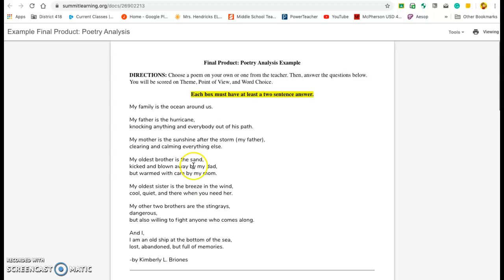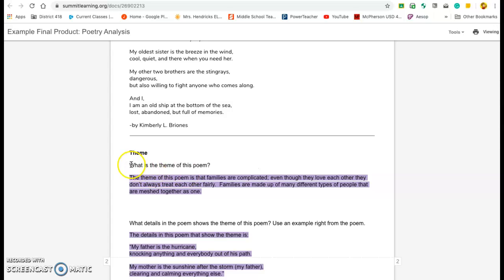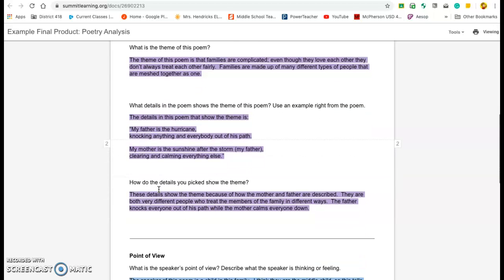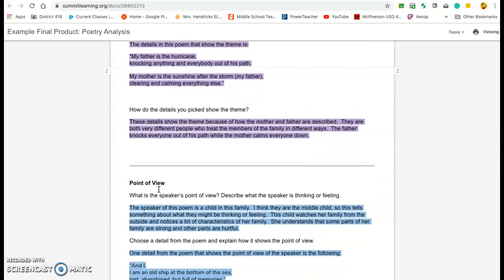I want you to pay attention to this direction because many people are not doing this: you need to have complete sentences. So if the question is, what is the theme of this poem? You need to start your answer with, the theme of this poem is. Okay, if it says, what details in the poem show the theme? The details in this poem that show the theme are, or the detail is. Okay, and so think about that when you're forming your answers.